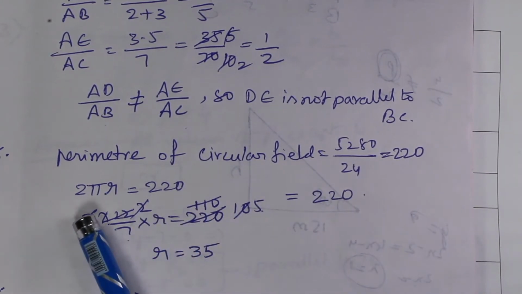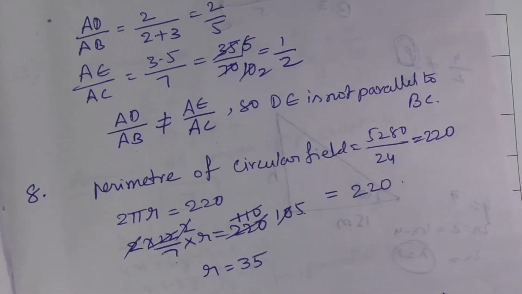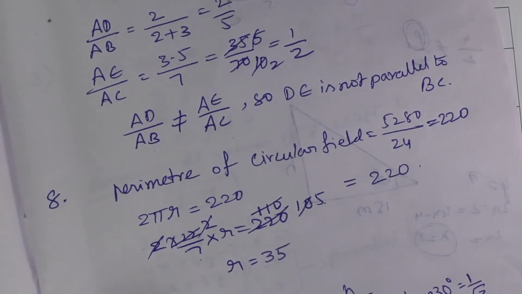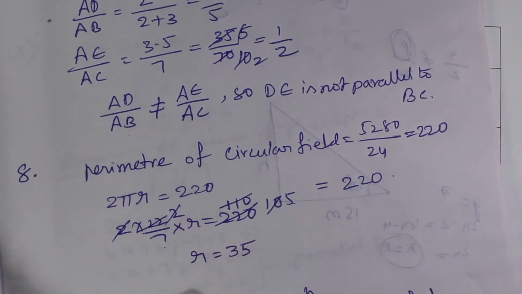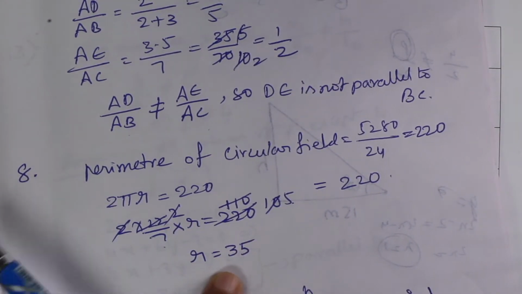Now we have to find out the radius. We know the perimeter formula is 2 pi r, right? So 2 pi r is equal to 220. Now r becomes 220 divided by 2 pi. So r value comes around to be 35.